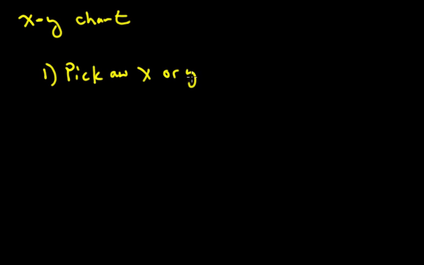Now we are going to use the Cartesian system to graph linear equations. So the first way we can do this is called an XY chart. The steps for making an XY chart: you pick an X or Y value.